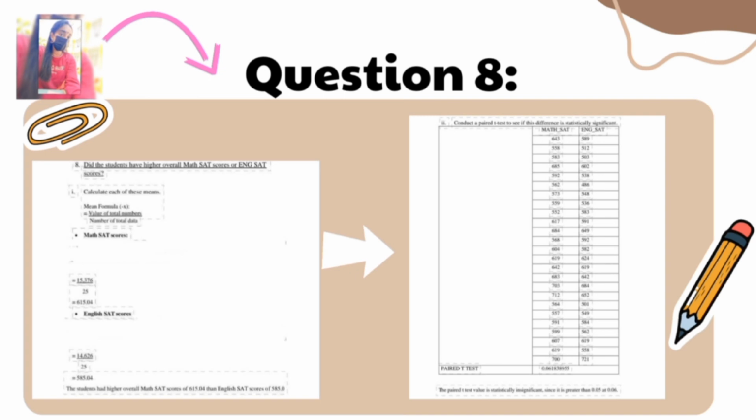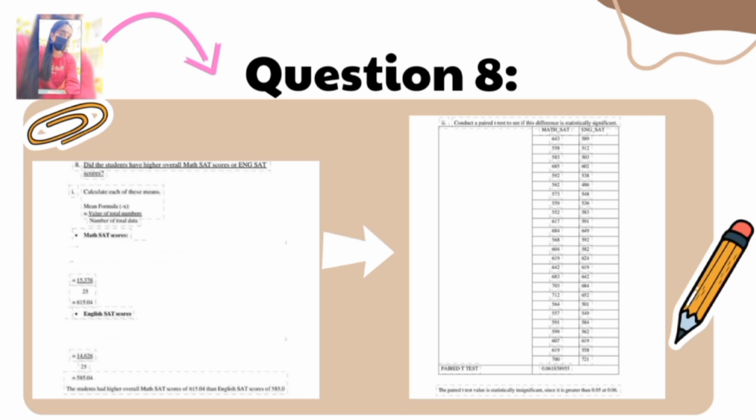Question 8. Did the student have higher overall math SAT scores or English SAT scores? First, you have to know the mean formula: the total of values per number of total data. So the answer for math SAT score is 615.04. Second, English SAT score answer is 585.04. So the students have higher overall math SAT scores of 615.04 than English SAT scores of 585.04. The second one is to conduct a paired t-test to see if this difference is statistically significant.